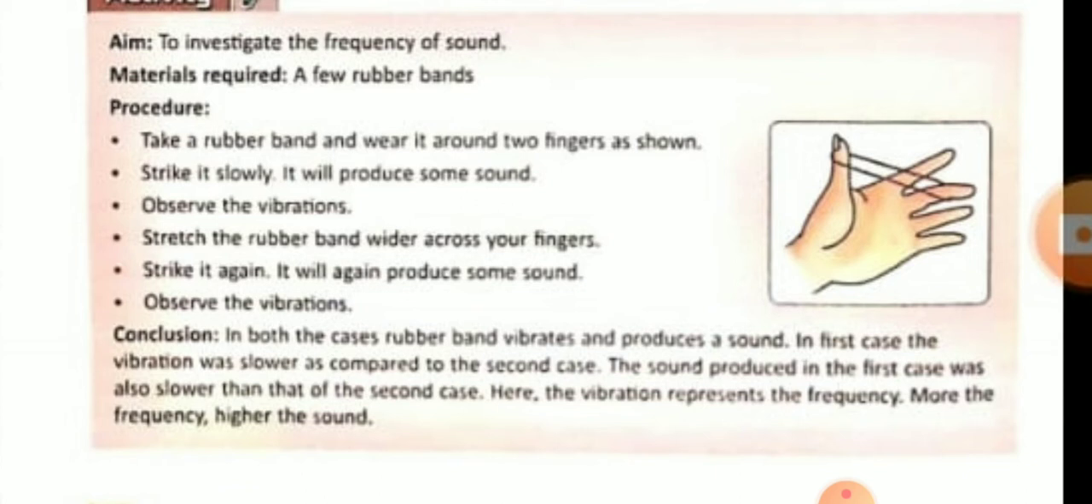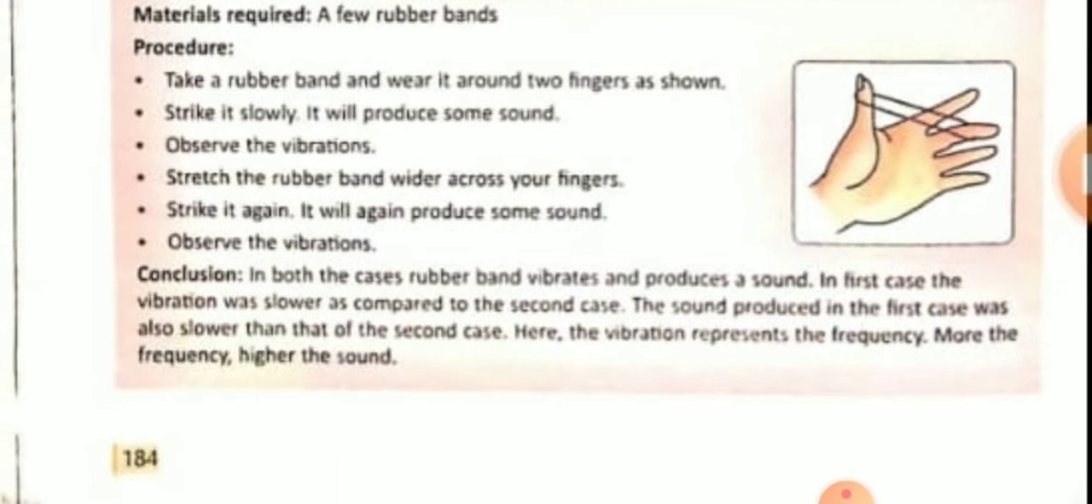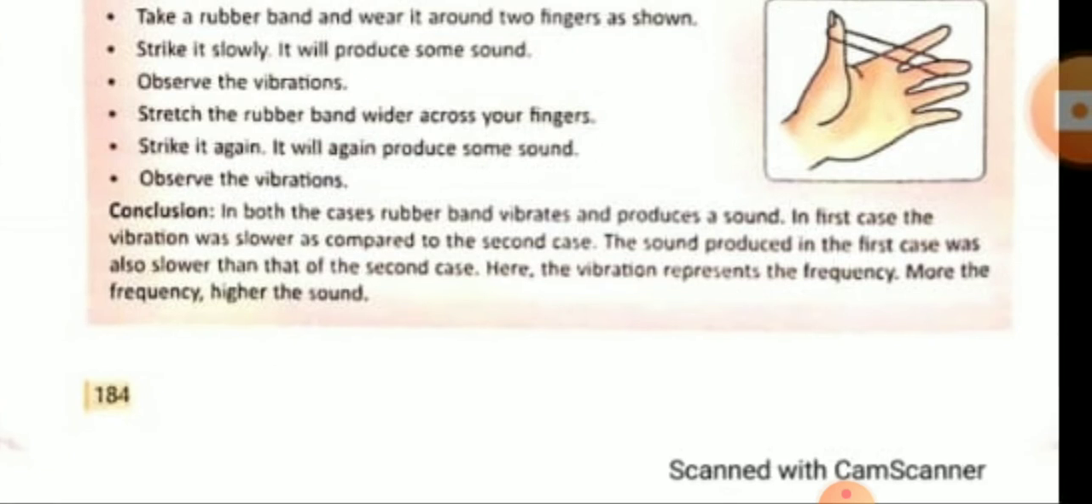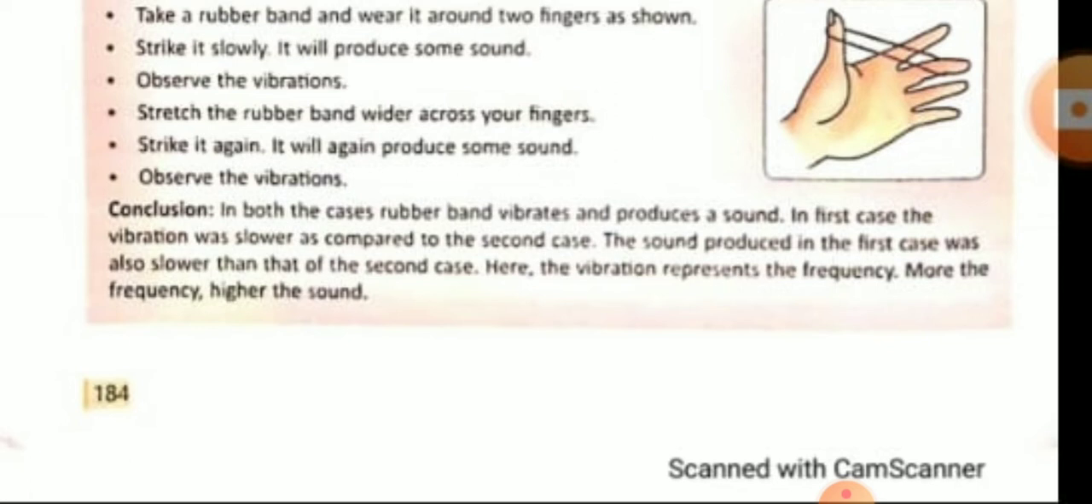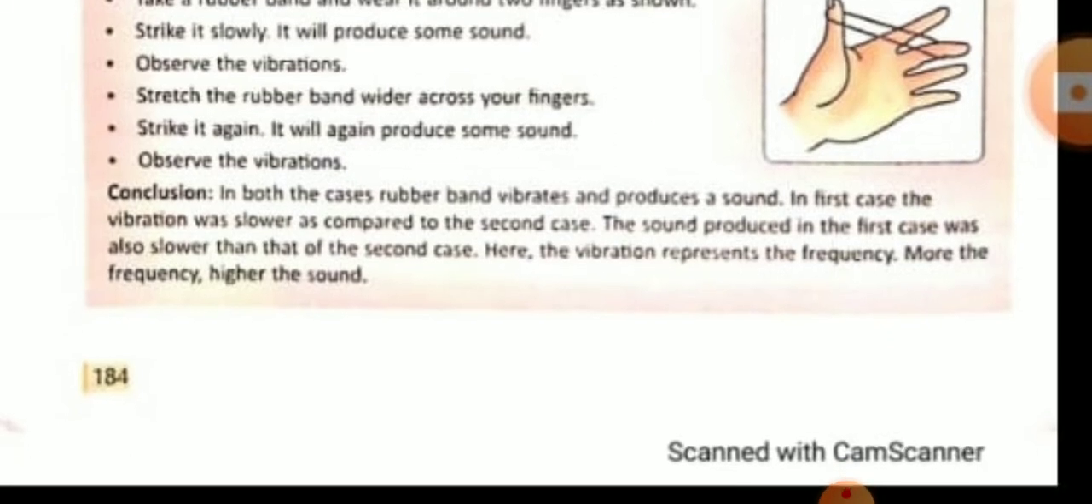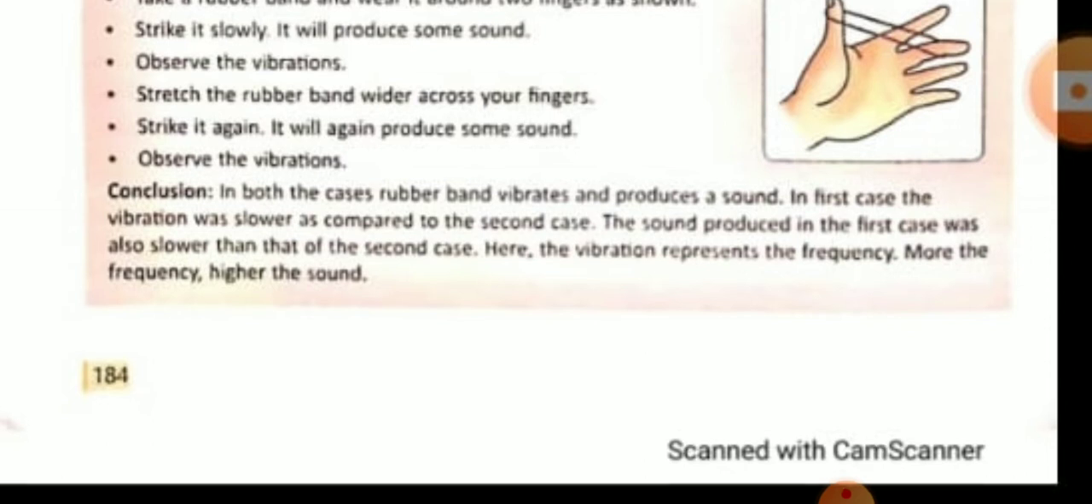Again strike it, and again it will produce sound. Observe the vibration. So what will be the conclusion? In both the cases, the rubber band vibrates and produces a sound. In the first case, the vibration was slower as compared to the second case. The sound produced in the first case was also lower than that of the second case, because in the first case it is stretched a little, but in the second case it is stretched wider.